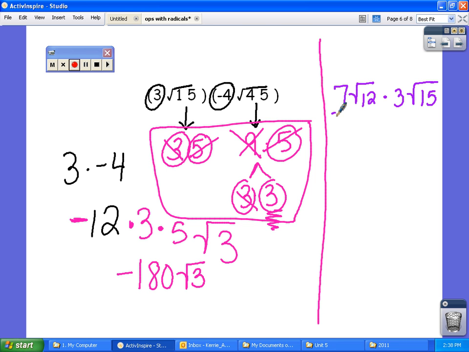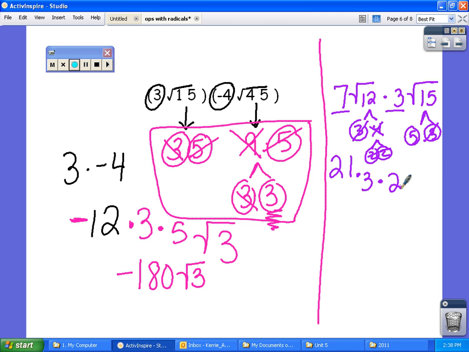Okay, I'm going to take the 7 times the 3, that's 21. I'm going to factor my 12 into 3 and 4, which breaks down to 2 and 2. Let me circle all my primes, get rid of the one that's not. And 15 is 5 and 3. So if you notice, I have a pair of 3s, so 3 joins the 21. I have a pair of 2s that joins, and 5 stays home. 21 times 3 is 63, times 2 is 126, the square root of 5.